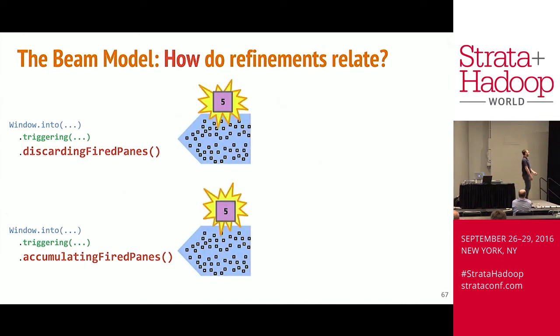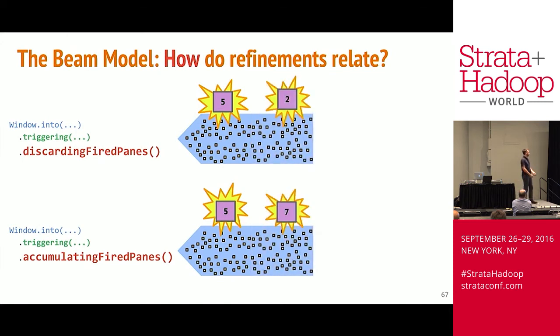To illustrate, let's say a bunch of data comes in and they both emit their first aggregation, which is 5. When some more data comes in, the new sum for all this new data is 2. In discarding mode, we've forgotten about the 5. We fire and forget, and then we just emit this new delta of 2. But in accumulating fired panes, we've hung on to the 5. We add the 2 to that, and we output 7.